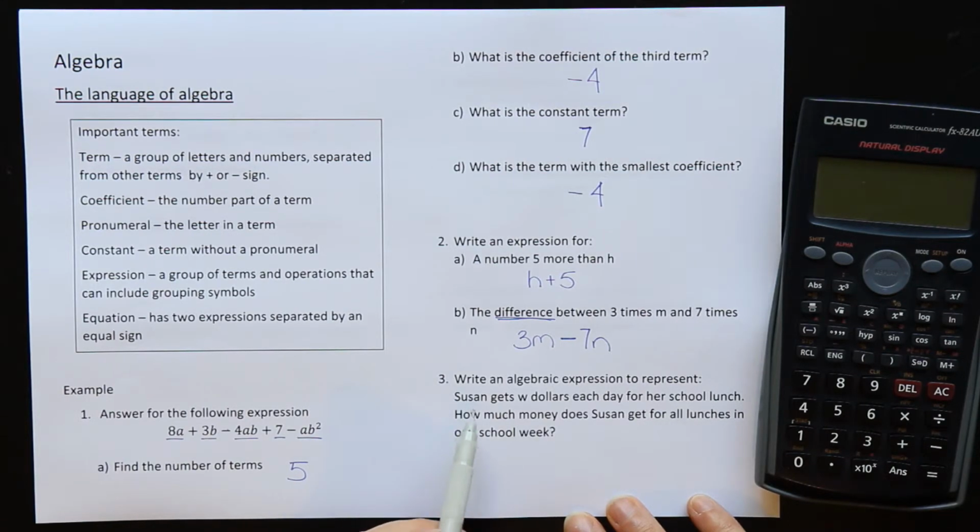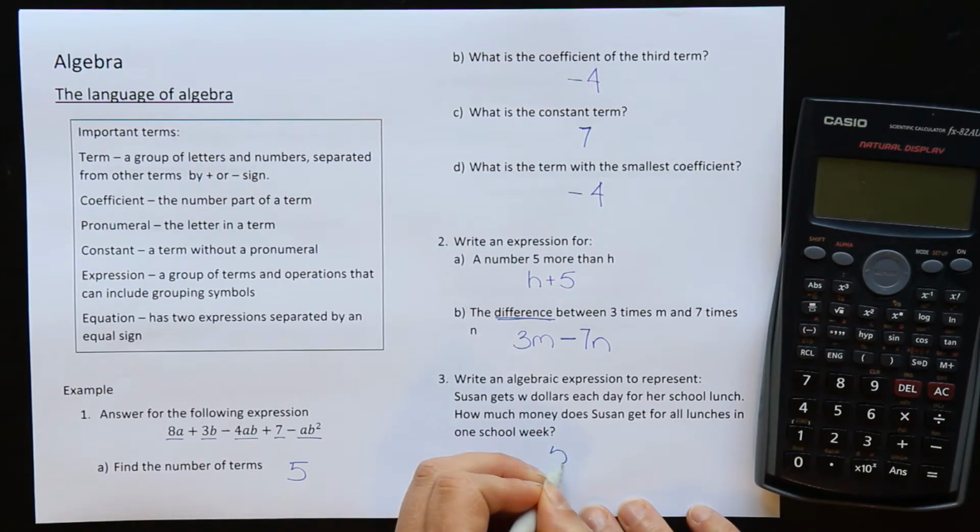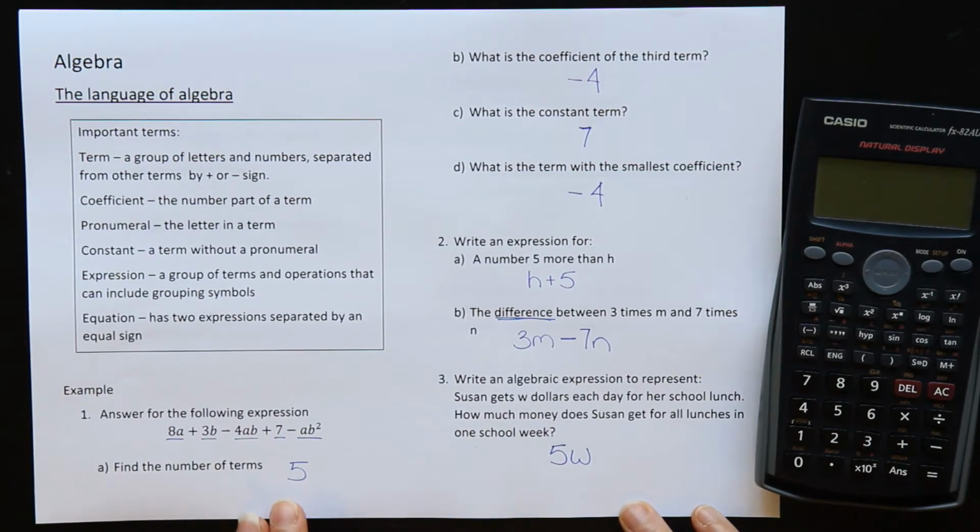Question 3, write an algebraic expression to represent. Susan gets $W each day for her school lunch. How much money does Susan get for all lunches in one school week? Well, if she gets $W a day for all the lunches in a school week, now we go to school for 5 days a week, so that would be 5 lunches. So she would get 5 lots of, or 5 times, W. That would be how many dollars she would get, 5W.